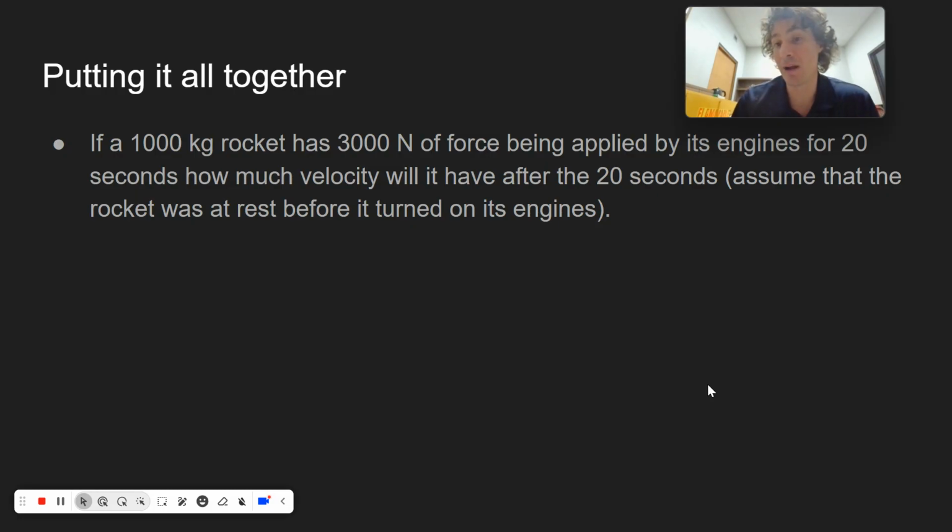So I guess I've got this last problem. I think we'll finish the video with this problem. A 1,000 kilogram rocket, 3,000 newtons of force by its engine for 20 seconds. How much velocity after 20 seconds? So we've got to do what? We have force, and we can use that to find acceleration.